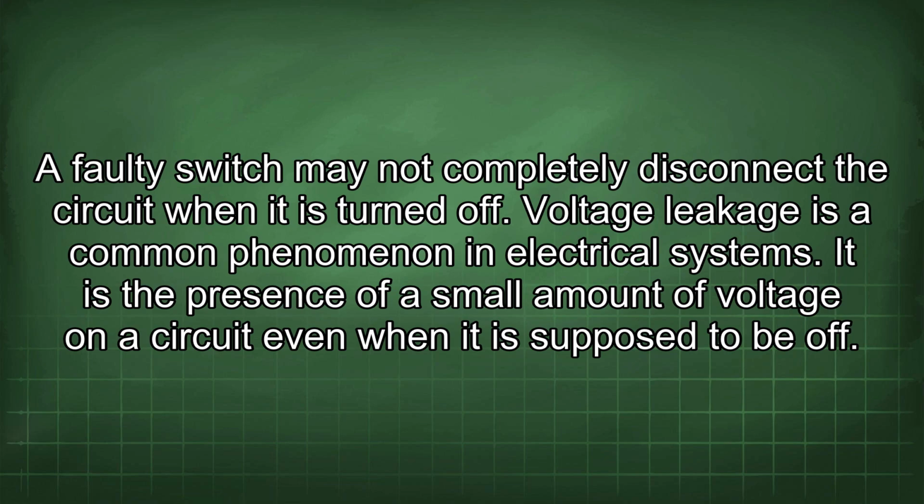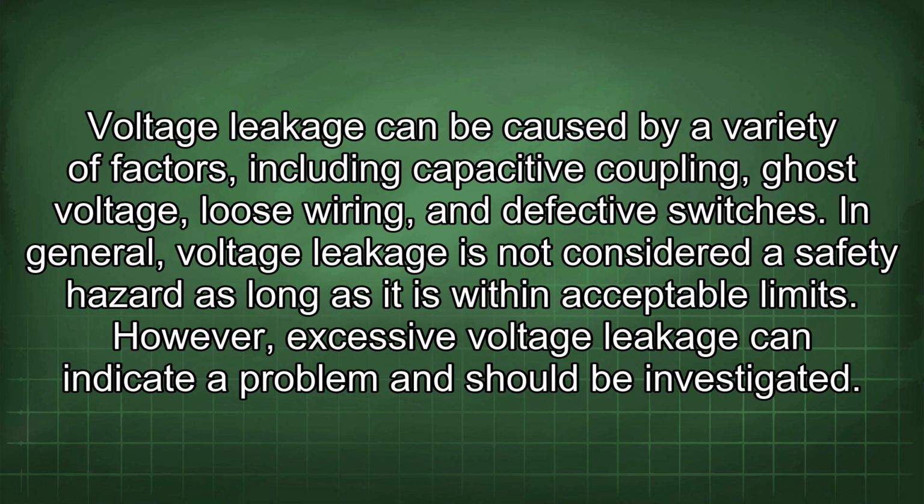Voltage leakage is a common phenomenon in electrical systems. It is the presence of a small amount of voltage on a circuit even when it is supposed to be off. Voltage leakage can be caused by a variety of factors, including capacitive coupling, ghost voltage, loose wiring, and defective switches. In general, voltage leakage is not considered a safety hazard as long as it is within acceptable limits.